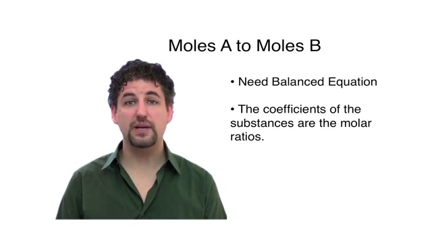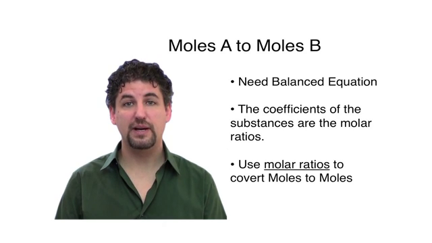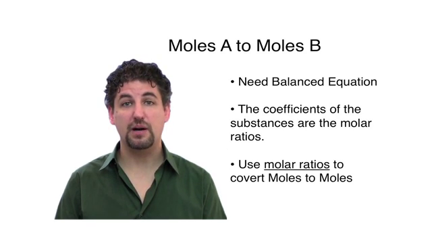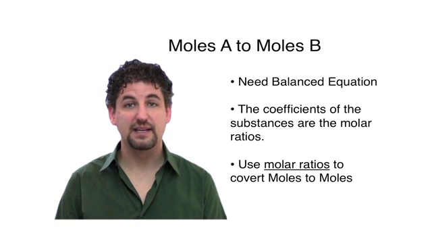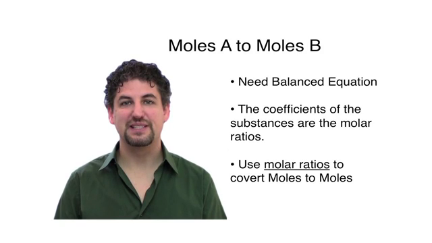Now, when you know the molar ratios, you can create a conversion factor, and that conversion factor is built from the molar ratios of the substances in the problem. And you're going to use that to figure out how to convert from moles of A to moles of B. All right, here's the video, and I'll see you afterwards.